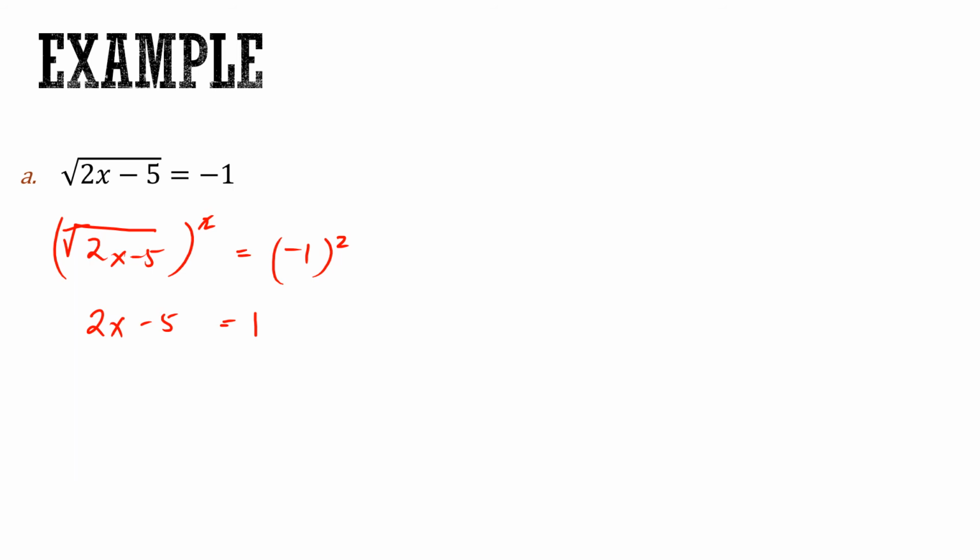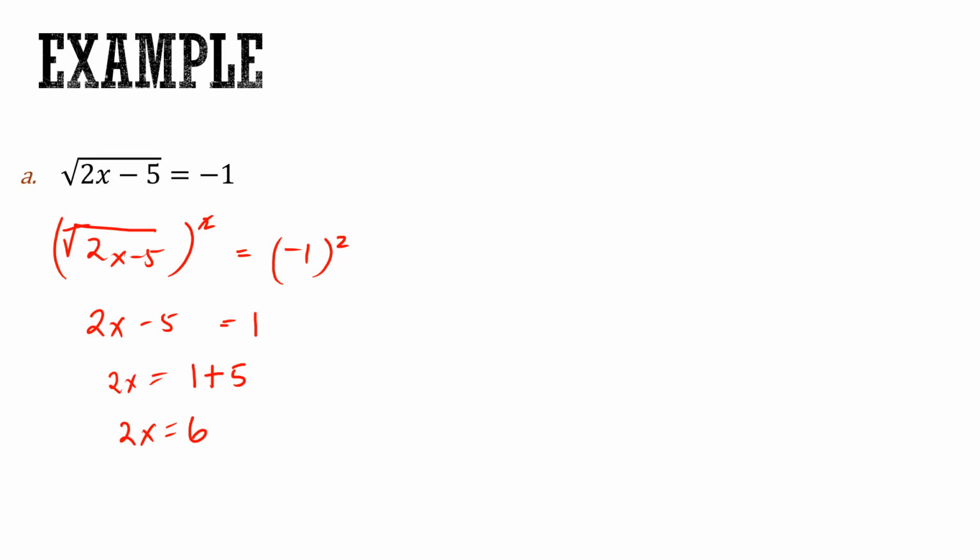Next step is to isolate the constant term, or move negative 5 to the other side of the equation, so that one side of the equation will have the variables and the other side will have the constant term. As we move negative 5 to the other side, it becomes positive 5. So we can write this as 2x equals 1 plus 5, which is 6.